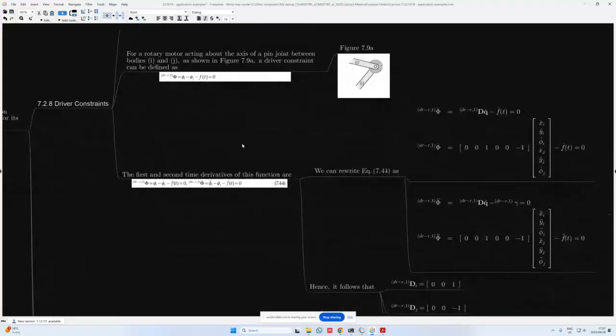Now to simply formulate this, we just say that phi is equal to phi I minus phi j, so the relative angle between the two bodies is equal to some sort of a driver function f of t. The first and second time derivatives of this function can then simply be found by deriving with respect to t, and we then get phi dot, which is equal to phi dot I minus phi dot j is equal to f dot t. And then from an acceleration perspective, phi double dot is equal to phi double dot I minus phi double dot j minus f double dot t.